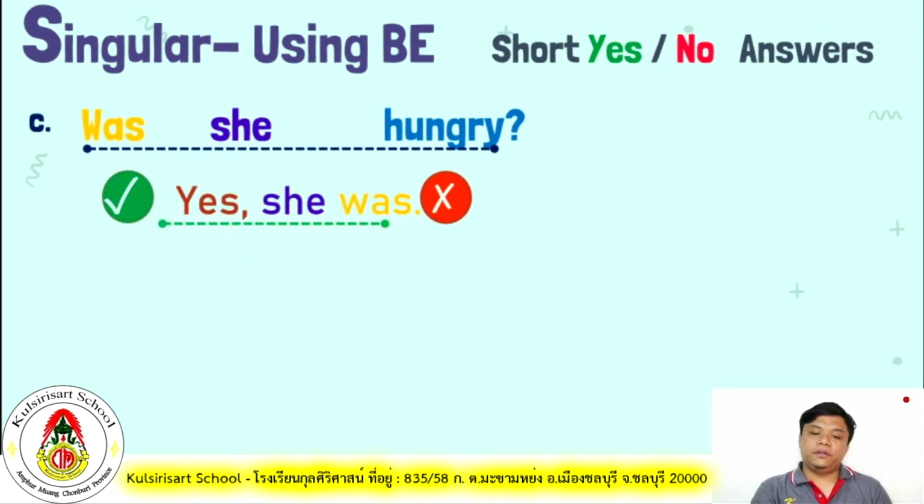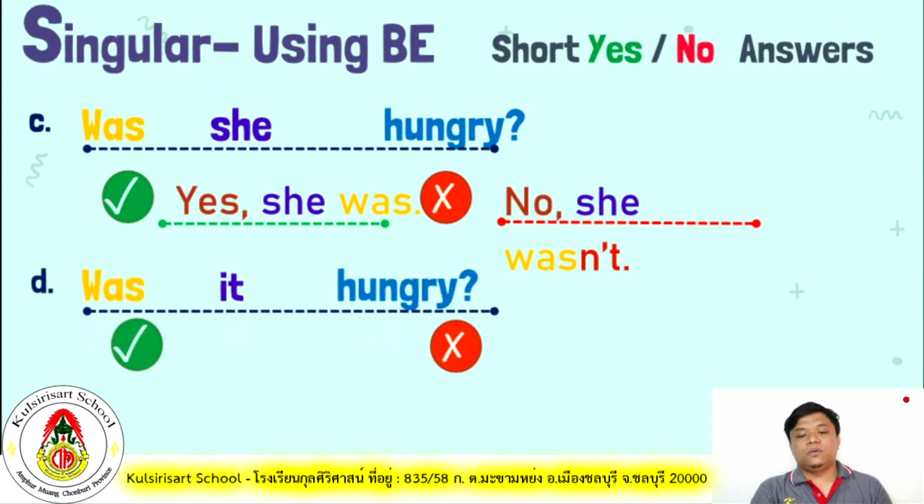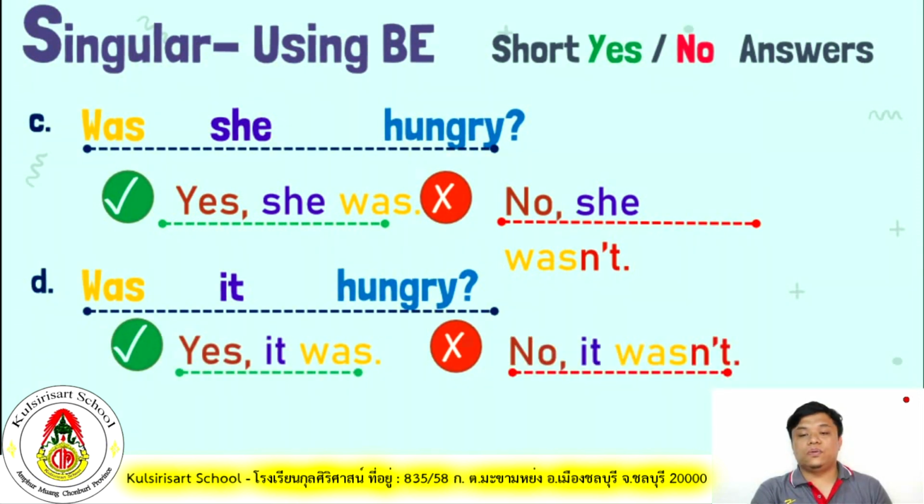Another example for yes or no answers. Was she hungry? The answer would be yes, she was, and no, she wasn't. Was it hungry? Yes, it was, and no, it wasn't.